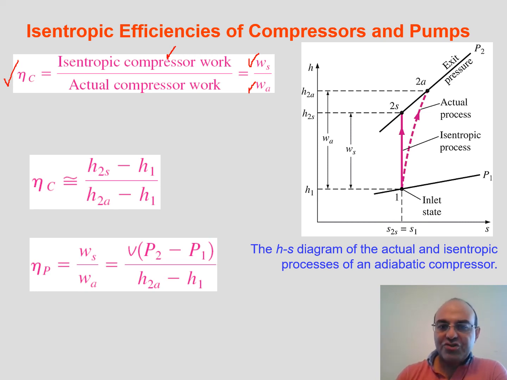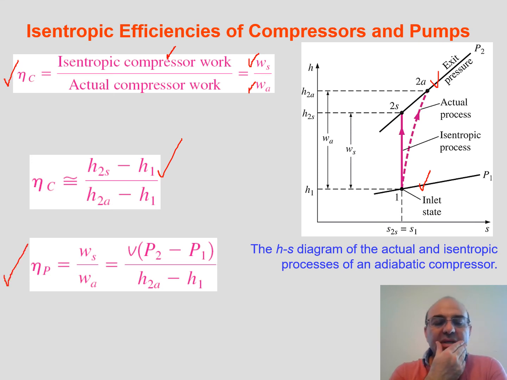So if you want to show it on the h-s diagram, the same story. From the first law of thermodynamics, delta H is equal to the work of the compressor per unit mass. So for the inlet pressure P1 and exit pressure P2, the vertical line here is the constant entropy line. This is H2S minus H1. That's the minimum amount of work, the isentropic work, if we put it in the numerator. And the actual work is H2A minus H1, the projection of this line segment on the h-axis.